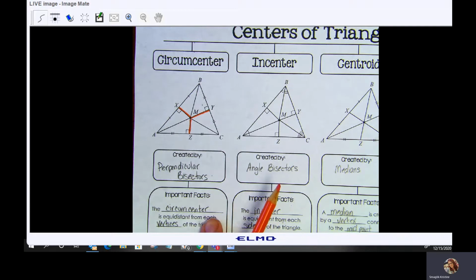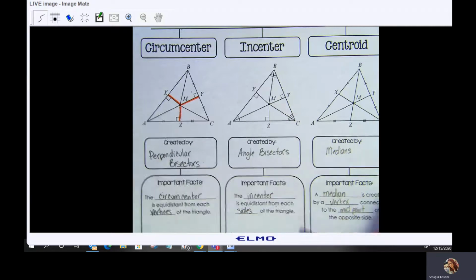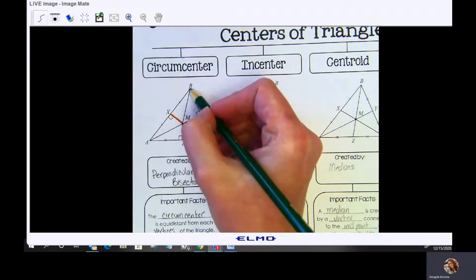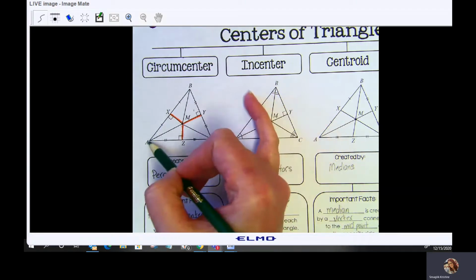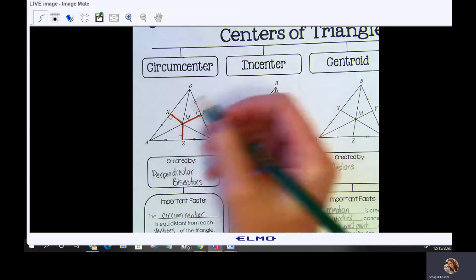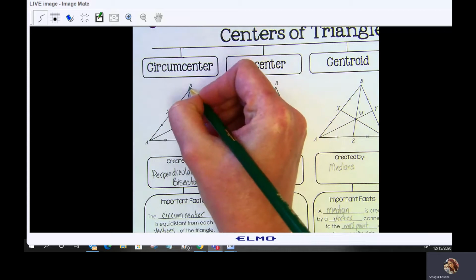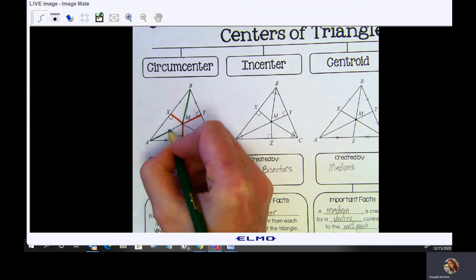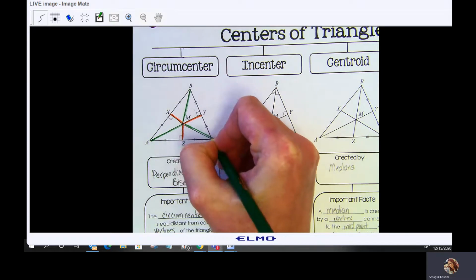Now, some important facts. The circumcenter is equidistant. So equidistant means equal distance from each of the vertices of the triangle. So what that means is if you come up to the vertex of the triangle, remember the vertex? It's kind of like the corners of the triangle. We have vertex A, B, and C. So if we come from the vertex down to the center, the circumcenter, anything I'm putting in green here, if it has equal distance, that means that they are also congruent.